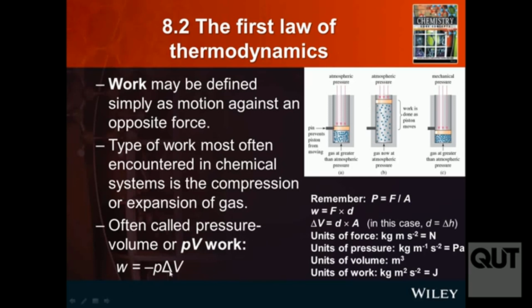And remember what the delta means. The delta is the final volume minus the initial volume. And P is the atmospheric pressure that you're pushing against. Then remember, when you're talking about PV work, you need to remember these units: force is in newtons, pressure is in pascals. These are both derived units. The units of volume are cubic meters, and the units of work, like any other unit of energy, are joules.